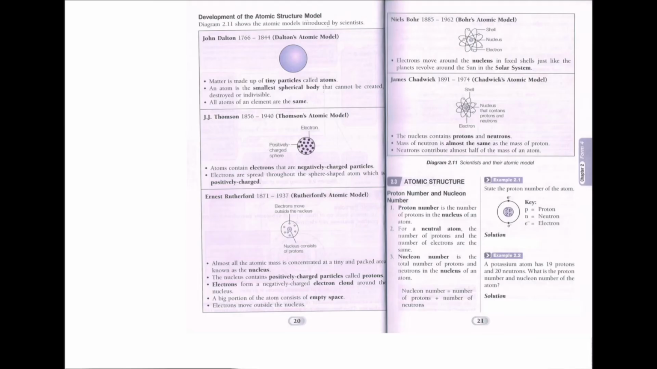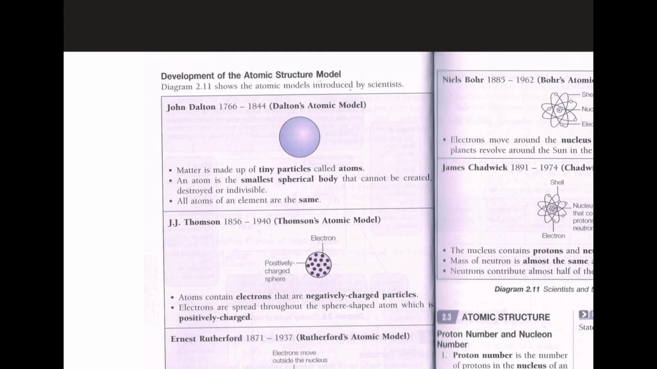Okay, now we have the history. History, is it important? They also ask sometimes in objective questions. Developments of the atomic structure model. How did they know the atom looks like that, having protons and neutrons in the middle and electrons in the surrounding? How did they know? Okay, it took a long process to get to know that.